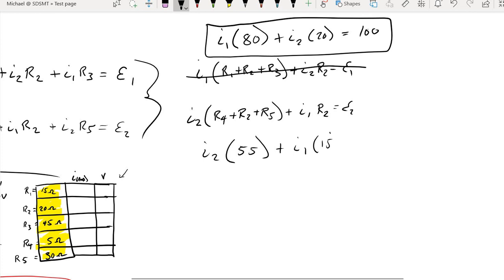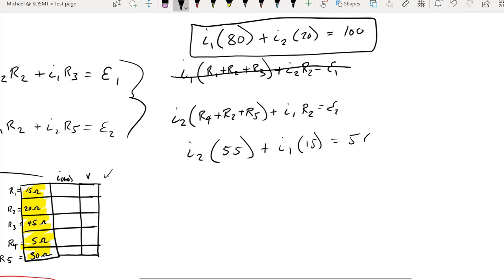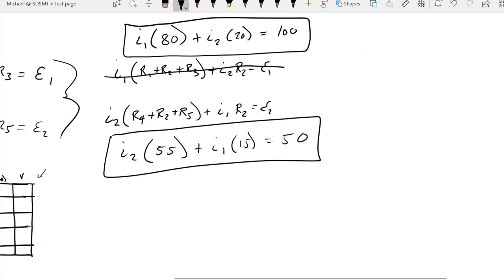I1 is 15, and E2 was 50. And there's our second equation. Now, if you wanted, you could even reduce these down further. Every term in this top equation we can divide out 20. Looks like 20 is the greatest common denominator of all of those terms.